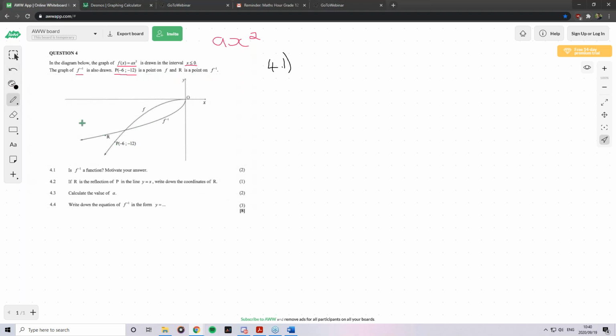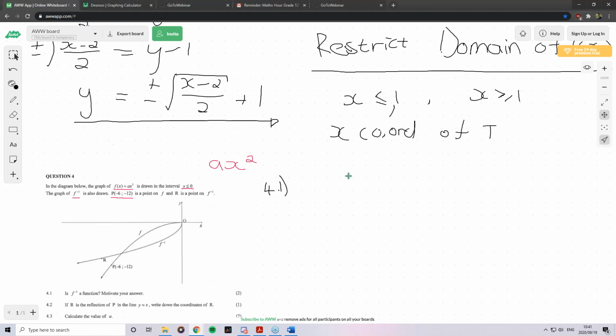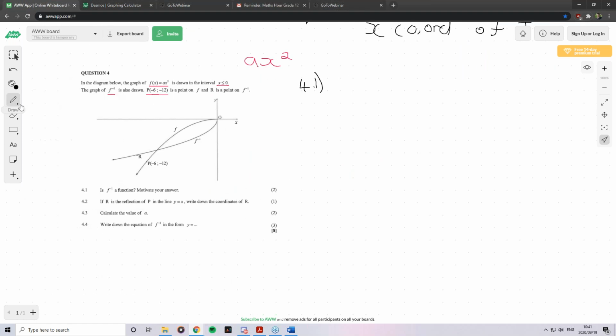All right, so now let's go to 4.1. Is the inverse of f a function? Motivate your answer. The issue that we had arising here was it's not a function because we have to restrict the domain. But if we notice here, they've already done that for us. So is the inverse of f a function? Let's look at it.